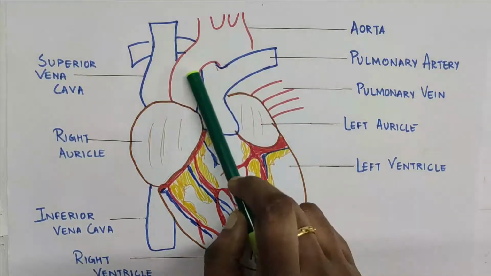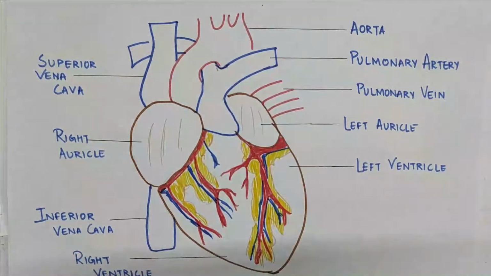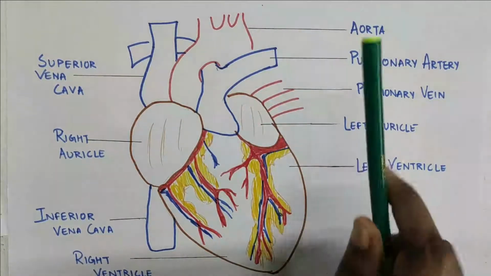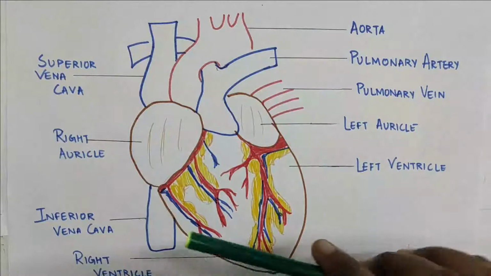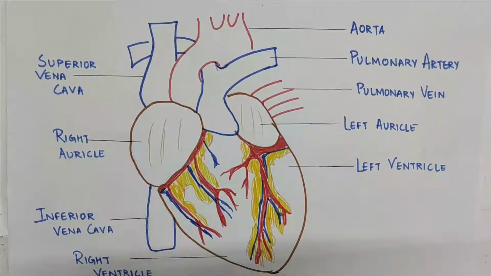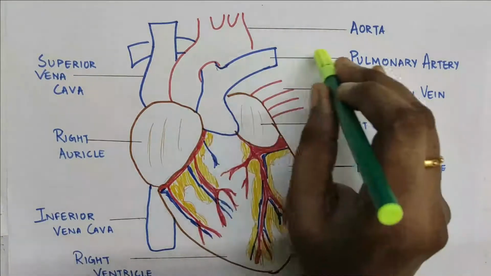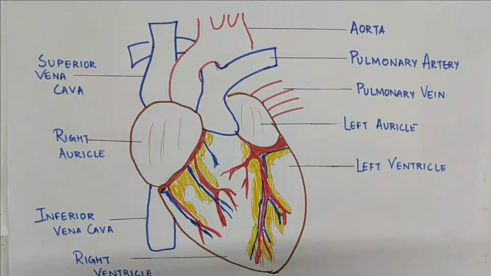If you see one of the greatest big blood vessels, that is the aorta. Then you also have the pulmonary artery, which is connected from the right ventricle. It is carrying the deoxygenated blood to the lungs to make it purified. Also, the pulmonary artery is the only artery which carries deoxygenated blood. Generally, arteries carry oxygenated blood.